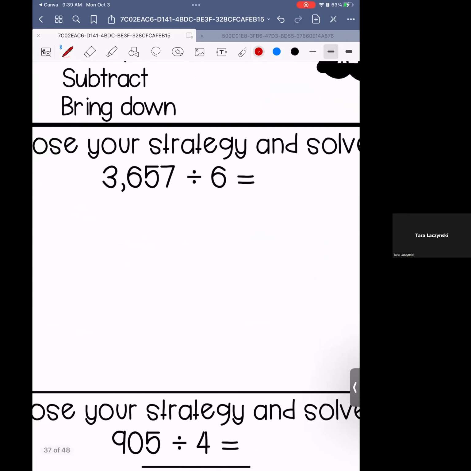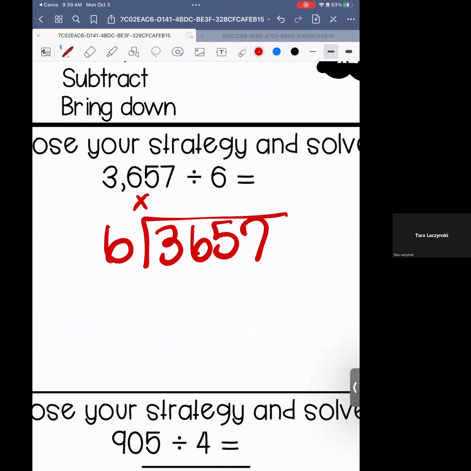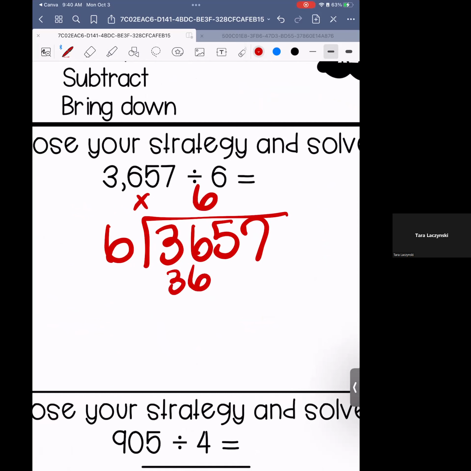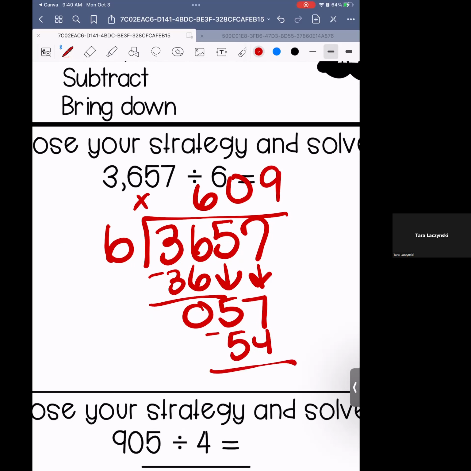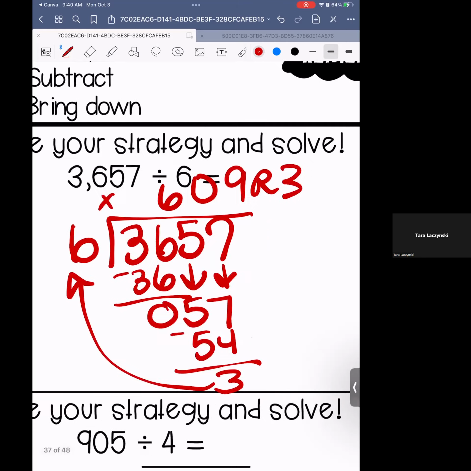3,657 divided by 6. Let's set it up. 6 does not divide into 3, but it divides into 36 6 times. Bring down our 5. 6 divides into 5 0 times, and it's in the middle. We have to show we tried. 6 divides into 57 9 times, which gives us 54. 3 left over. Final answer, 609, remainder of 3.